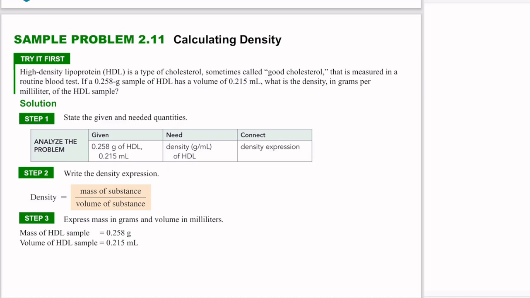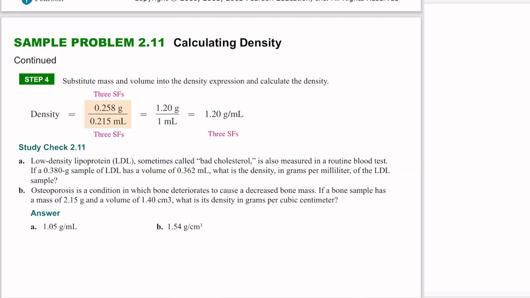So in this problem, we just need to divide the mass by the volume. Our mass is 0.258 grams and our volume is 0.215 milliliters. So we divide 0.258 grams divided by 0.215 milliliters and we get 1.20 grams per milliliter. That's our density.